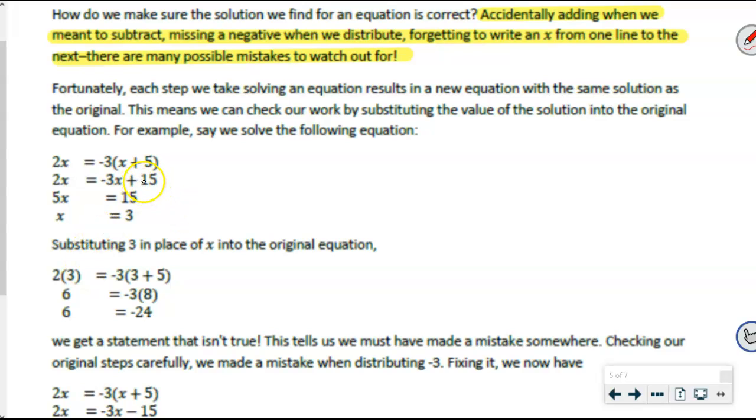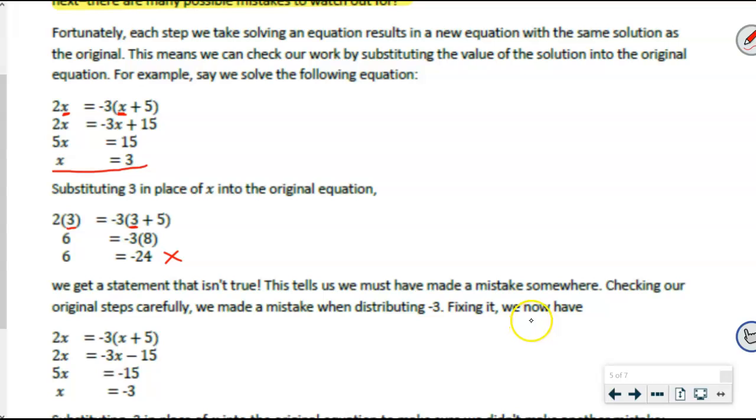So when we plug in that x equals 3 into the beginning, we have 2 times 3, because that's 2 times x. Just taking that value of 3 and plugging it in is equal to negative 3 times x plus 5. Only now it's negative 3 times 3 plus 5. We can simplify. 3 plus 5 is 8. Multiply that by negative 3, we get negative 24. Wait, what happened? Is 6 equal to negative 24? No, that's not true. So we get a statement that isn't true.